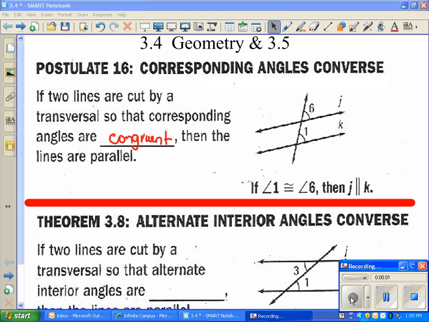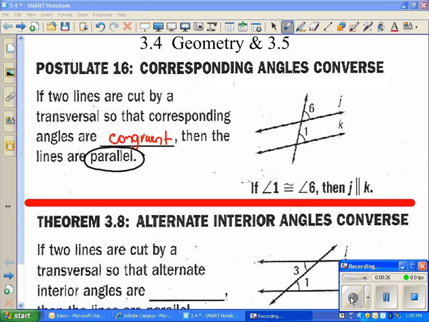And 3.5. Corresponding angles and its converse. If two lines are cut by a transversal, and the corresponding angles are congruent, then you know the lines are parallel. So it's going to ask you, prove these lines are parallel. Well, if you notice that the corresponding angles are congruent, they're the same measurement, then you can prove that the lines are parallel.